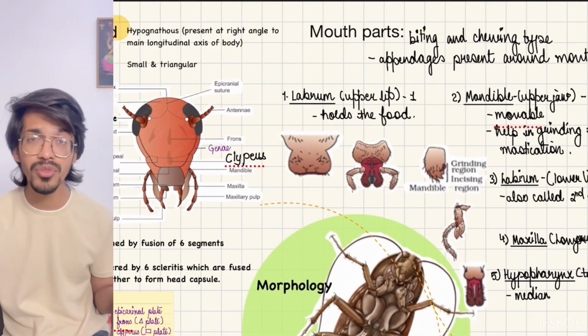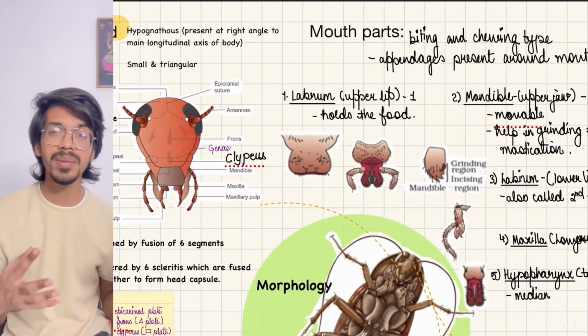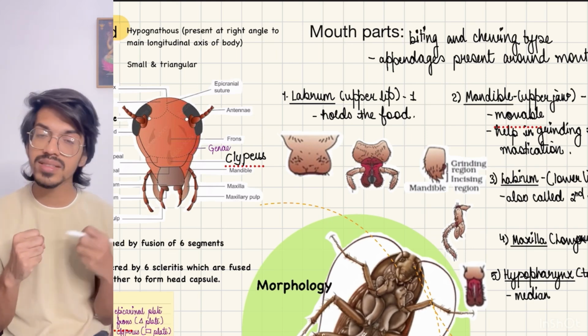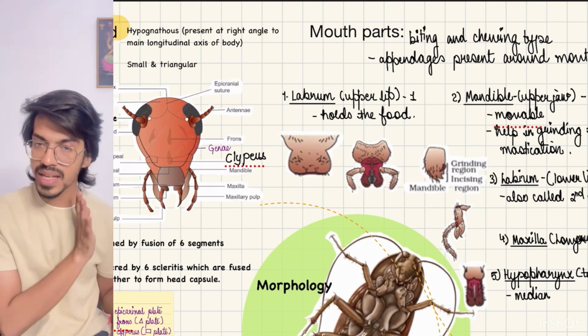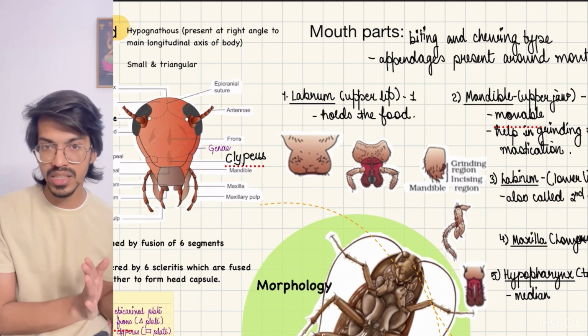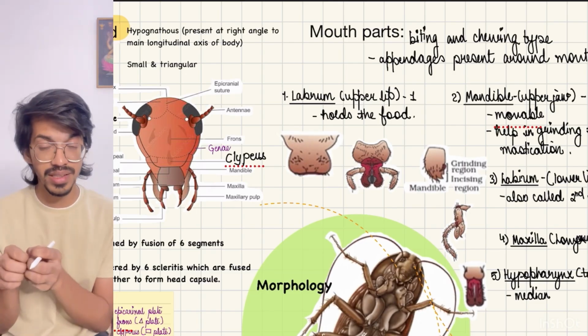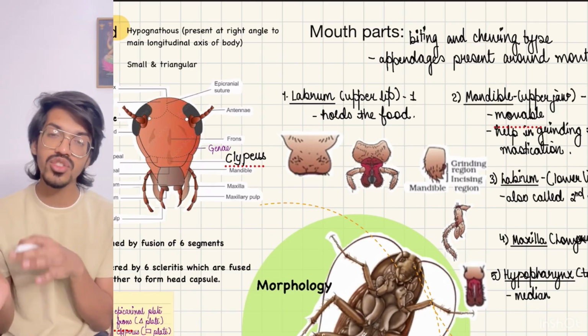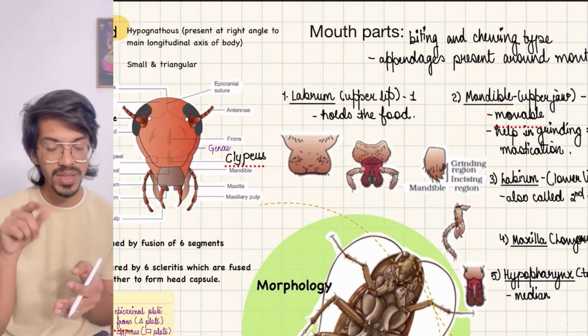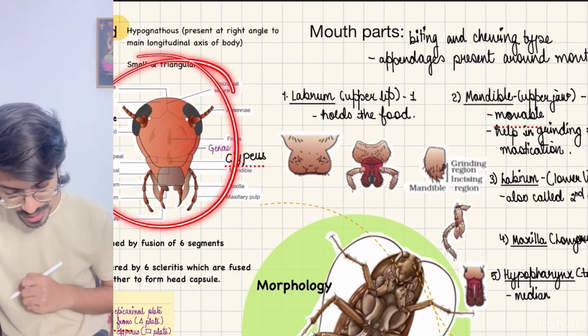Moving on, it's the morphology. Its body is divided into three parts: head, thorax and abdomen. Thorax and abdomen are segmented in the adults also, but the head is segmented in the nymph stage or in the baby embryo stage, but later on they join together and form a single unit. So the single unit looks something like that.